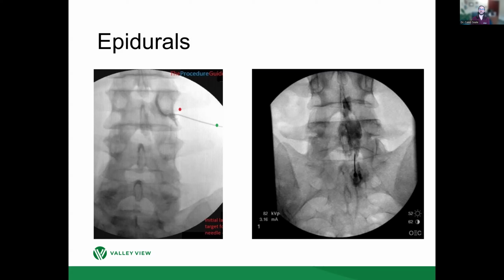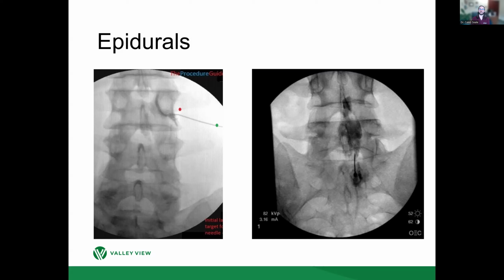So again, that's called a transforaminal epidural. The picture on the right shows an interlaminar epidural. So that needle is coming in the middle of the spine. Again, all this black stuff here is the contrast that we can see on an x-ray to show that we are in a safe spot.